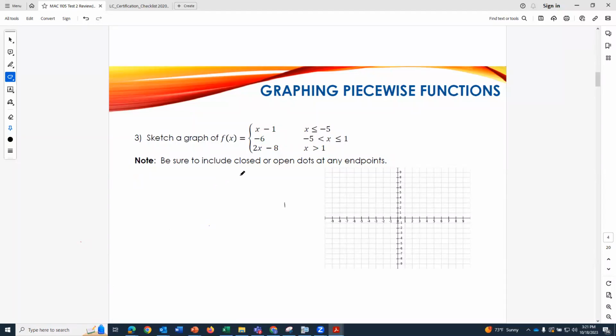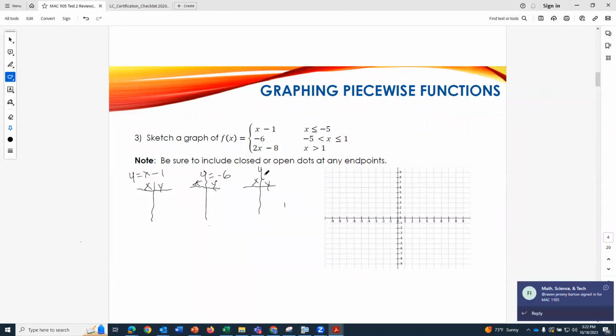And now we have to graph the piecewise function. And what I suggest you to do is to have an XY table for each one. XY for the first one, which is y equals x minus 1. And the second XY table for this one, which is y equals -6. And a third XY table, where y is 2x minus 8.